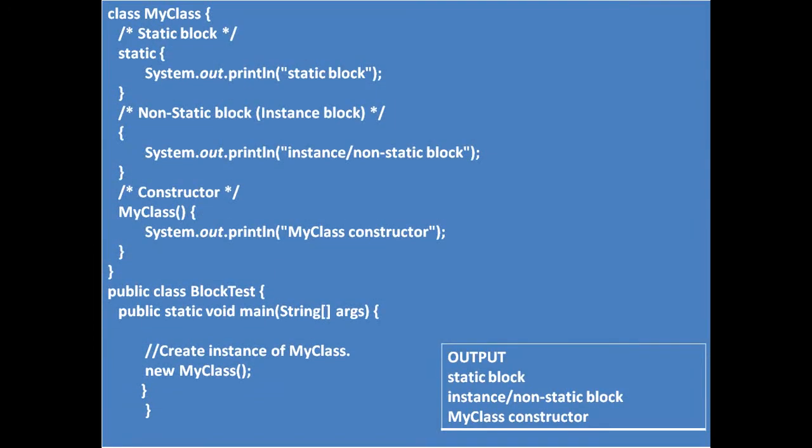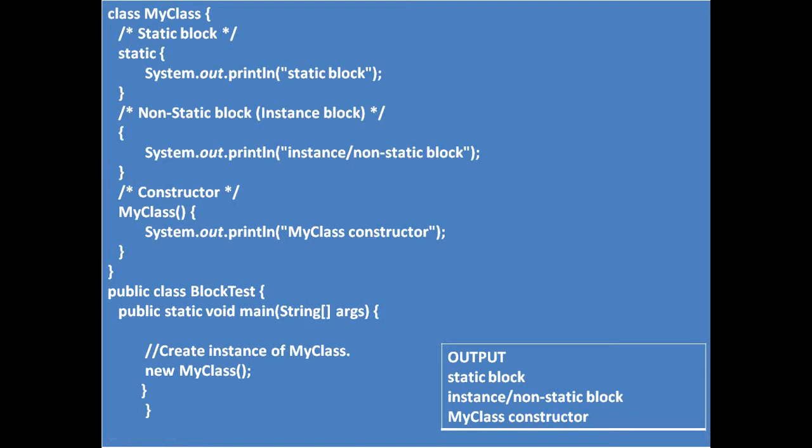Okay, here you can see we have defined a class, MyClass, with a static block, an instance block, and a constructor. When you create an object, first it will execute the static block, then the instance block, then the constructor. So the output of this program will be the static block, the instance or non-static block, and the MyClass constructor.